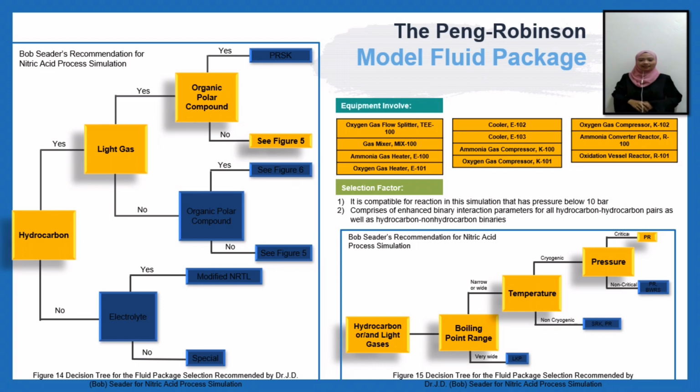Other than that, the Peng-Robinson fluid package comprises enhanced binary interaction parameters for all hydrocarbon-hydrocarbon pairs, as well as hydrocarbon-non-hydrocarbon binaries. Ammonia is classified as a hydrocarbon component as it is composed of hydrogen and nitrogen. The hydrogen is produced from hydrocarbon through steam reforming. Figure 14 and figure 15 here show the decision tree for the selection of the Peng-Robinson fluid package.